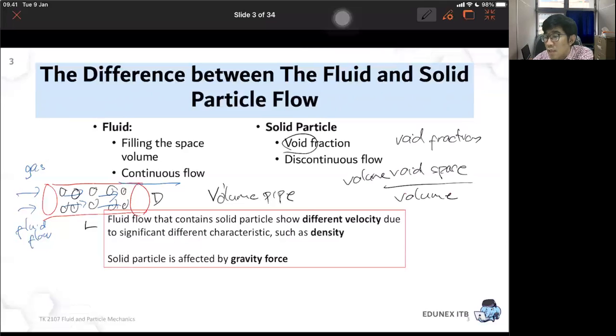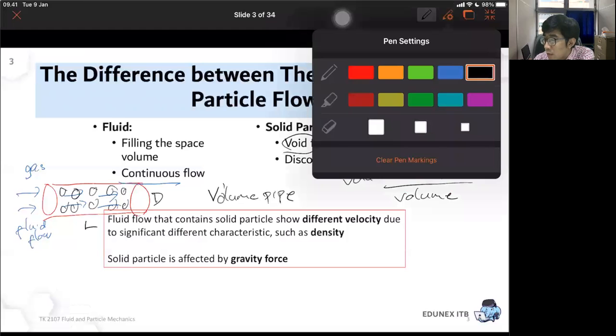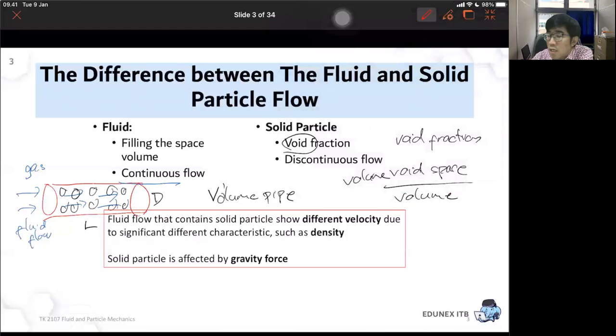This is the place where the gas will flow. And sometimes the gas will encounter some particles during the flow. It means the flow will not be continuous. It will stop at a certain point, and then it needs to find another void space so the gas can flow. So we can say that when we have solid particles, the flow will be discontinuous. Maybe the term is not correct. It's not the smooth continuous flow like without any particles.